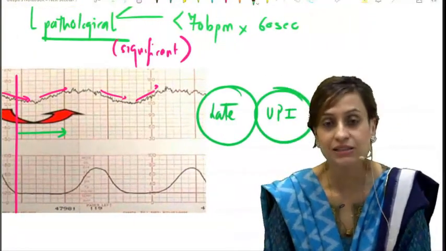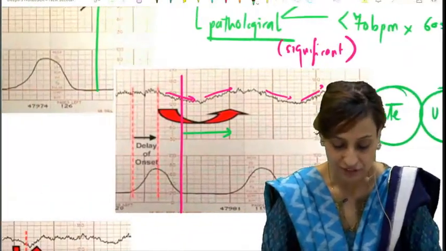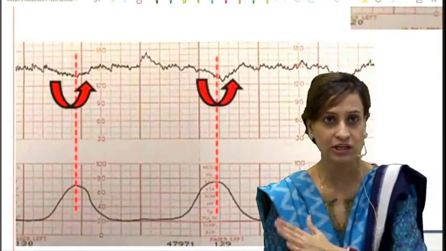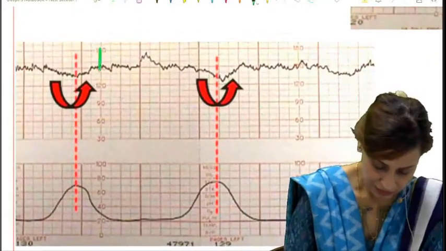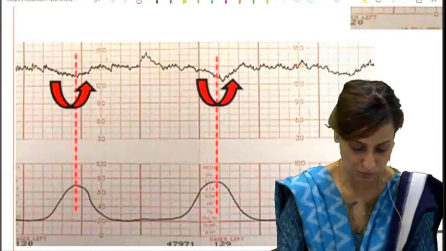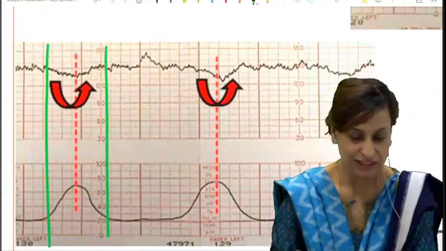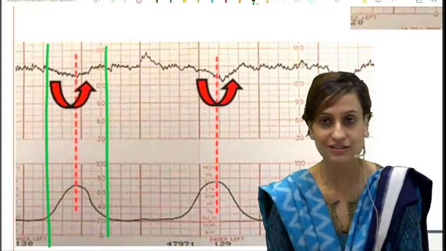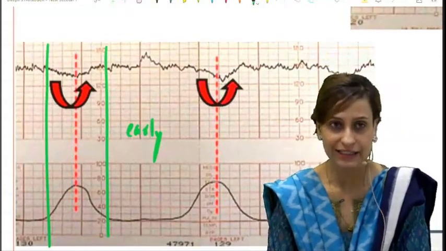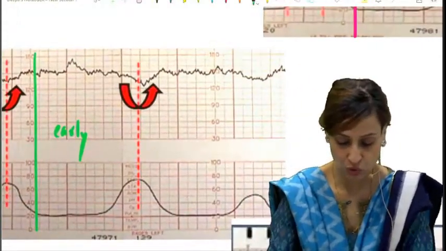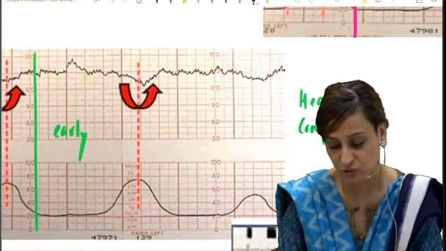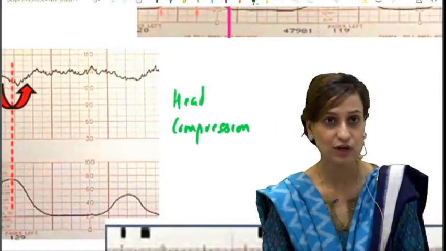where the cause is uteroplacental insufficiency, right? Whereas if you see that the fall is gradual, a slow fall and a slow pickup, but the deceleration disappears once the contraction stops, so it is completely accompanying the contraction and doesn't last after the contraction, then this is early deceleration, which is because of head compression and is completely physiological. We don't have to worry about it, right? This is because of head compression of the baby.